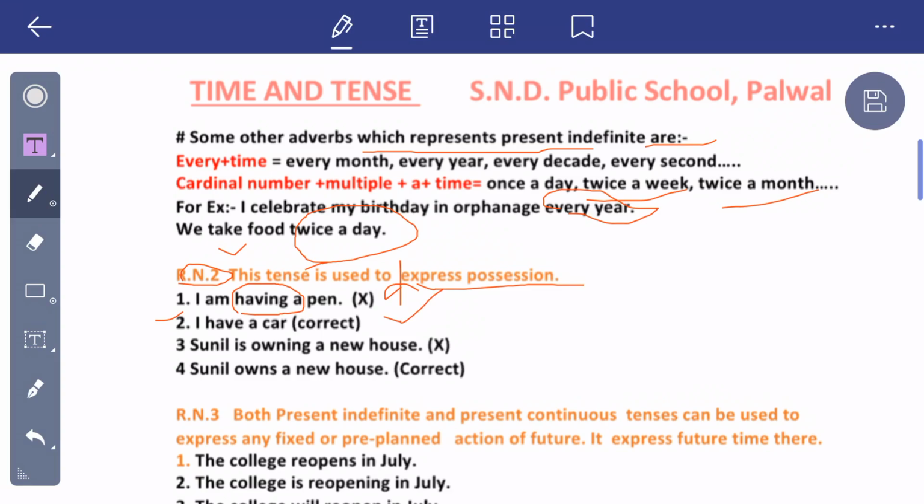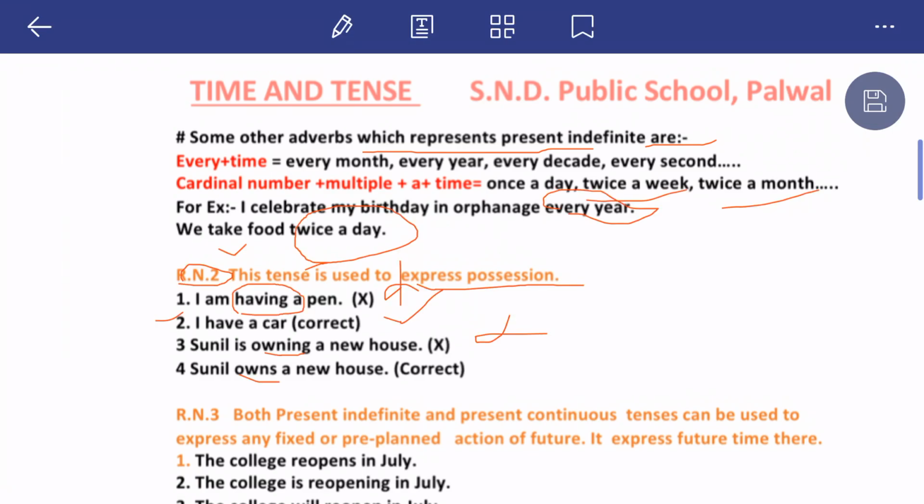Look at the third sentence. Sunil is owning a new house. In this sentence owning is given here. It is wrong because owning also shows ownership. So we have to use the first form only. So the correct sentence is Sunil owns a new house. Is that clear to you up to now? I hope it is clear to you.